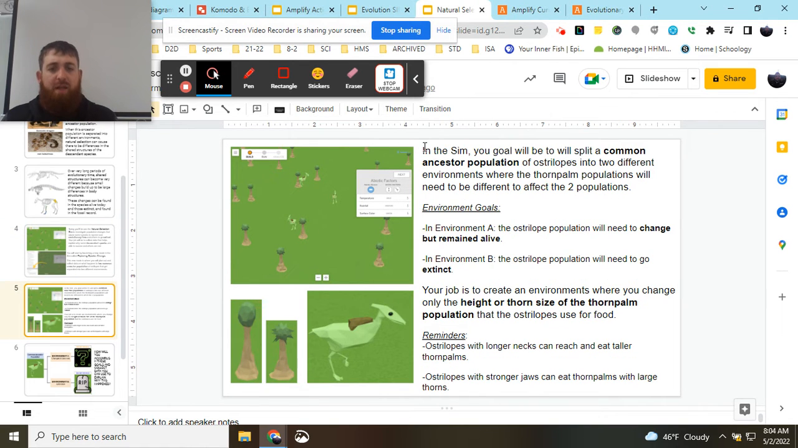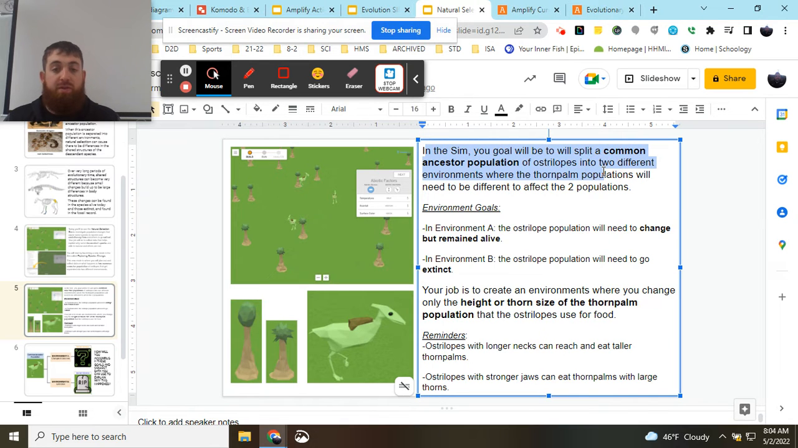So, in the sim, when you get into that mode, your job will be to split them into different common ancestor populations, one going into one simulation, and then you'll restart the sim and do the other environment. And you're going to be working with our Australopes. So we'll be sending our Australopes into two different environments where the thorn palm population will need to be different. Okay, and we'll talk about that here in a second. So you're going to be changing the thorn palms to affect the Australopes.